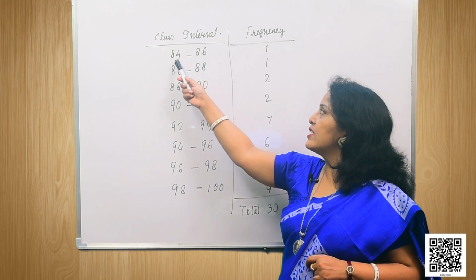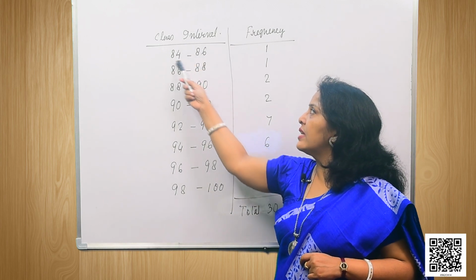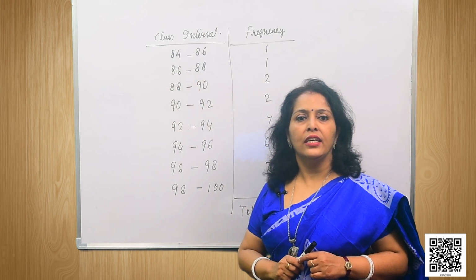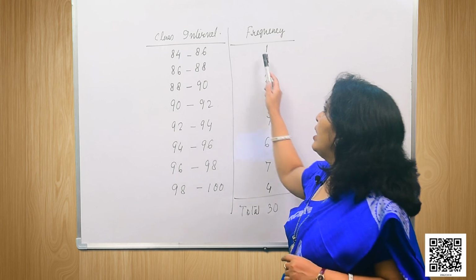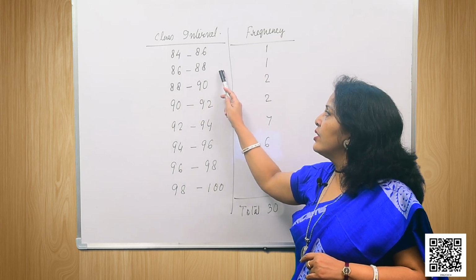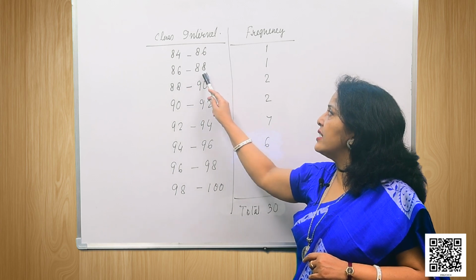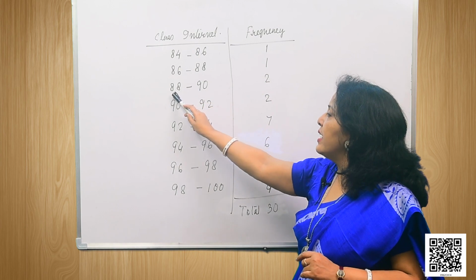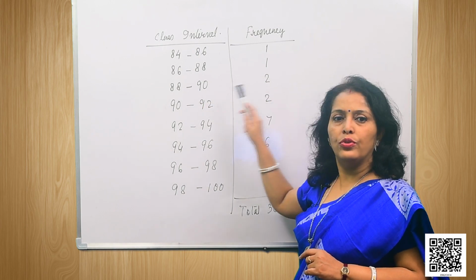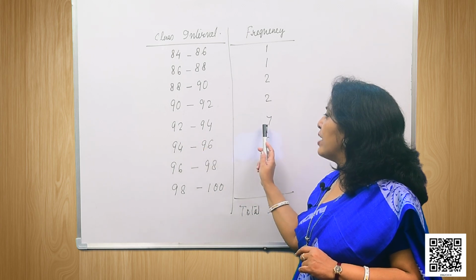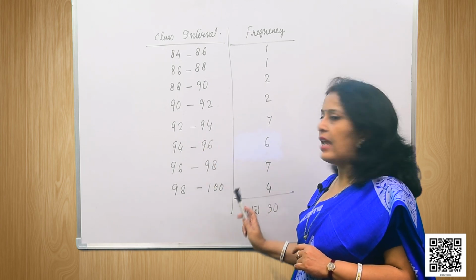Now similar to the previous sum, let me find out how many numbers are there in each range. From 84 to 86, we have only one number. Similarly, in the second range, 86 to 88, here also we have only one number. And in the range 88 to 90 we have 2, 90 to 92 we have 2, 92 to 94 we have 7, and then 6, 7 and 4.